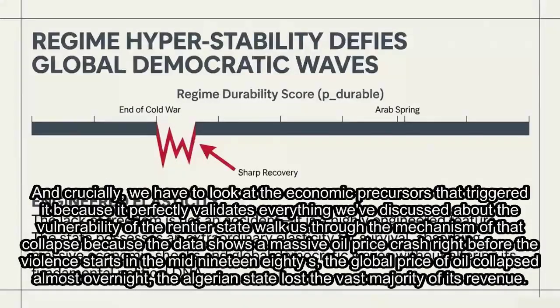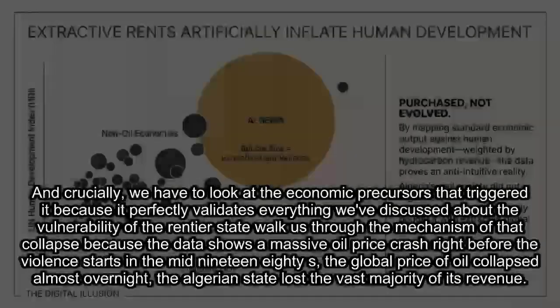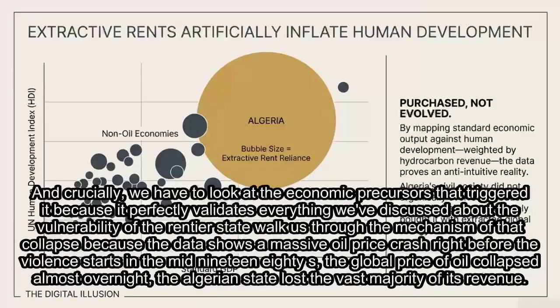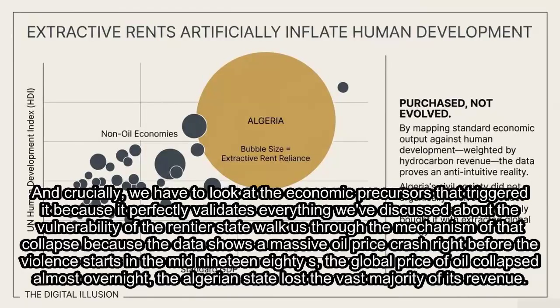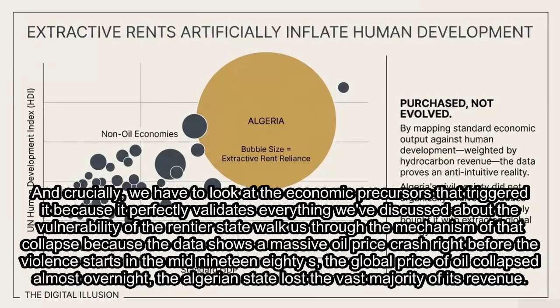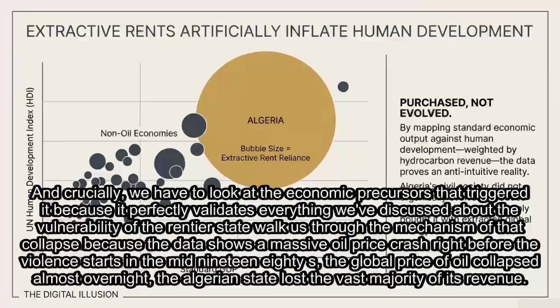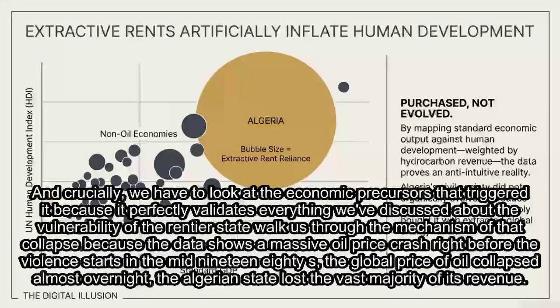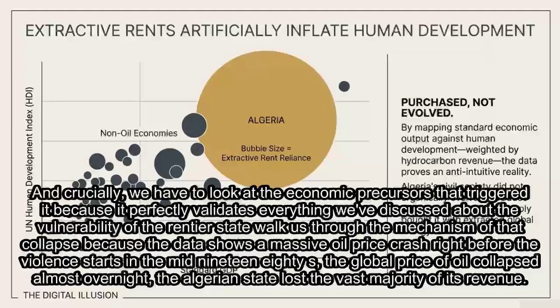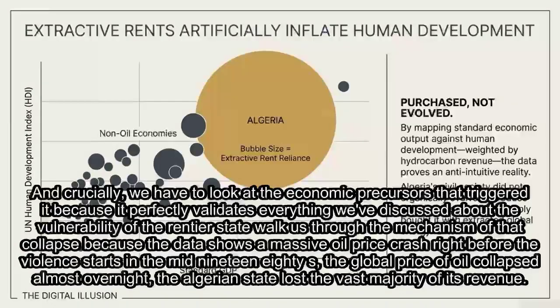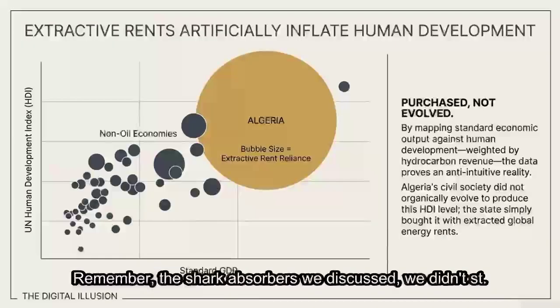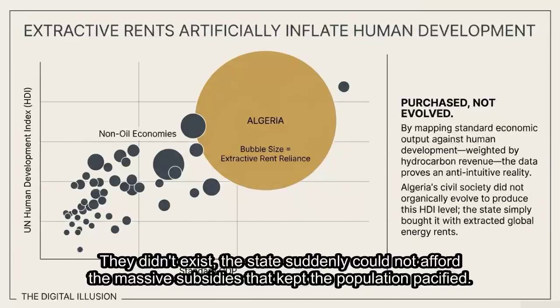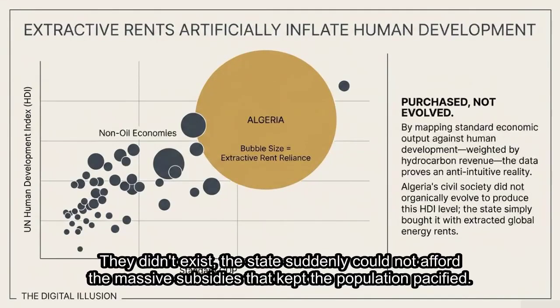Yes. We cannot discuss Algeria's stability without addressing the 1990s, a period of severe civil strife often referred to as the Black Decade. And crucially, we have to look at the economic precursors that triggered it, because it perfectly validates everything we've discussed about the vulnerability of the rentier state. Walk us through the mechanism of that collapse, because the data shows a massive oil price crash right before the violence starts. In the mid-1980s, the global price of oil collapsed. Almost overnight, the Algerian state lost the vast majority of its revenue.